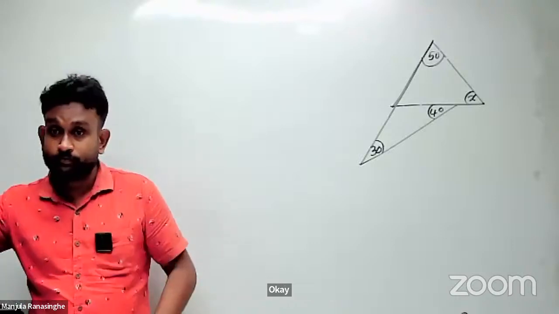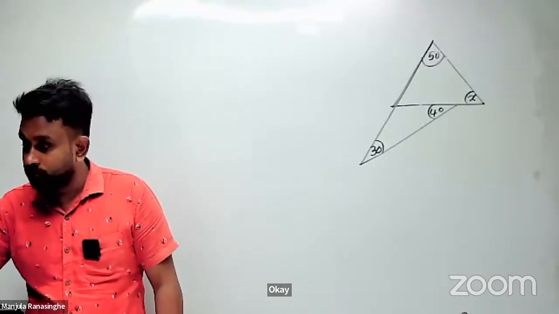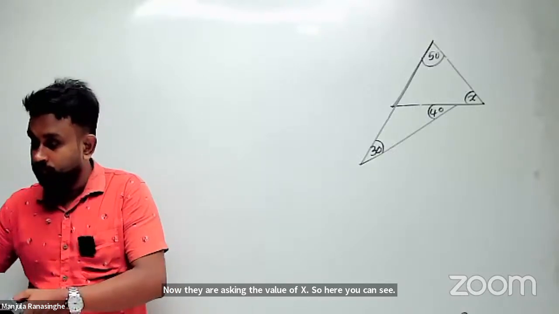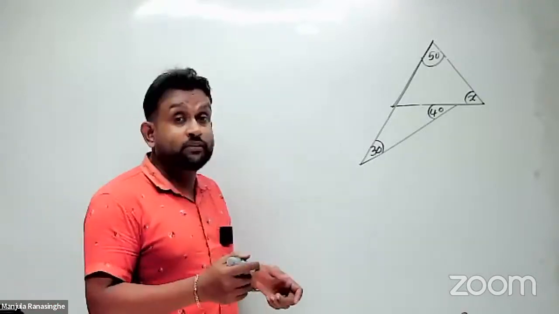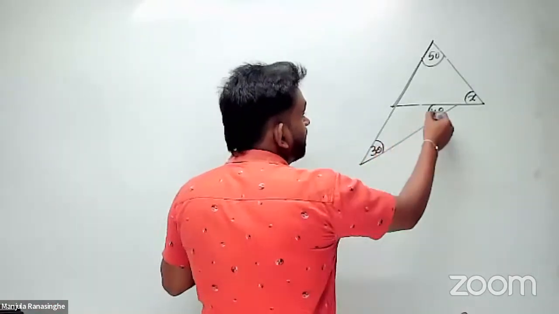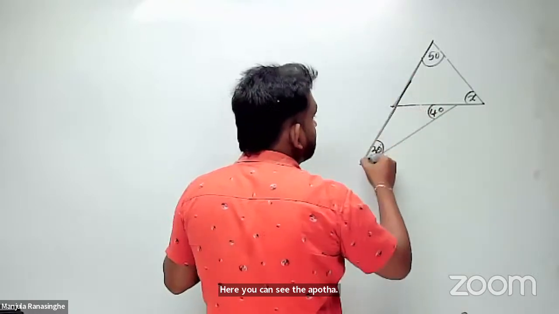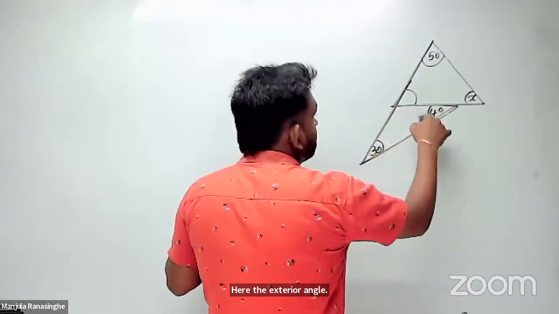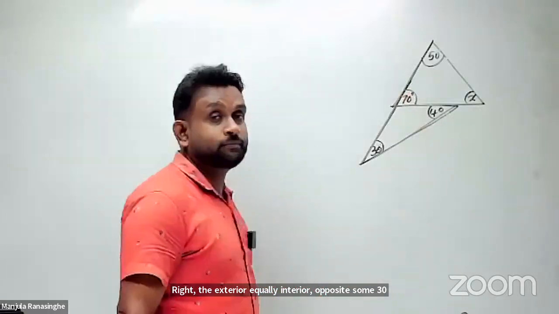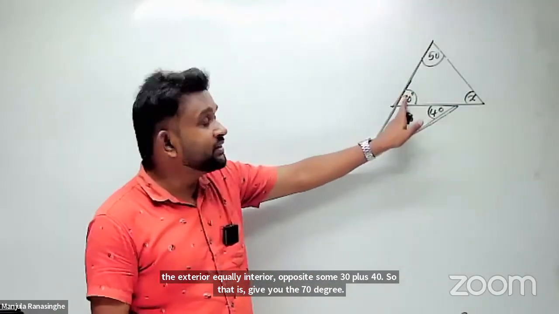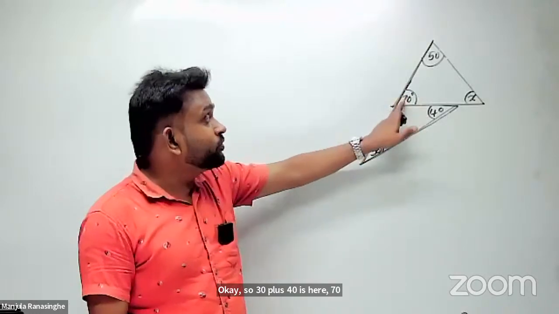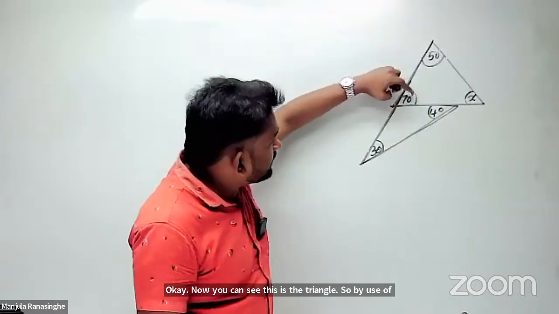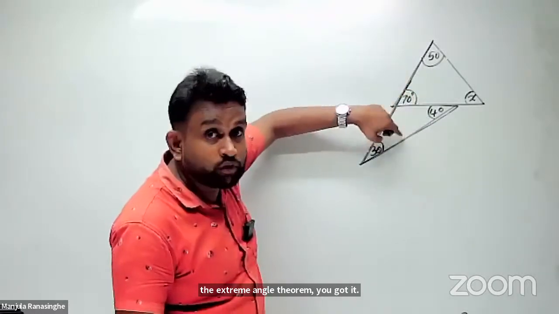So here you can see 40 plus 30. Here the exterior angle equals the sum of the interior opposite angles, 30 plus 40. So that gives you 70 degrees. Now you can see this is a triangle. So by use of the exterior angle theorem, the exterior angle equals the interior opposite sum, 30 plus 40 equals 70.